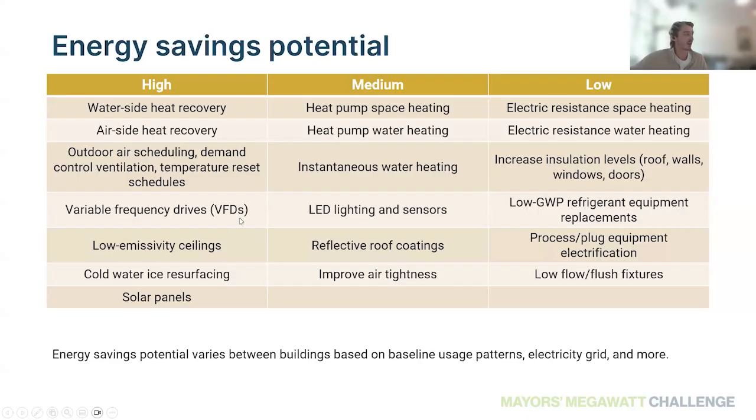Variable frequency drives as well, and low emissivity ceilings. As I've mentioned, the radiative load from the ceiling to the ice rink contributes a large amount to the heating demand, so we look for ways to reduce that. Then cold water ice resurfacing, and solar panels. I wouldn't say energy savings, because you're still using the energy, you're just offsetting it with solar, but there's a high opportunity there.